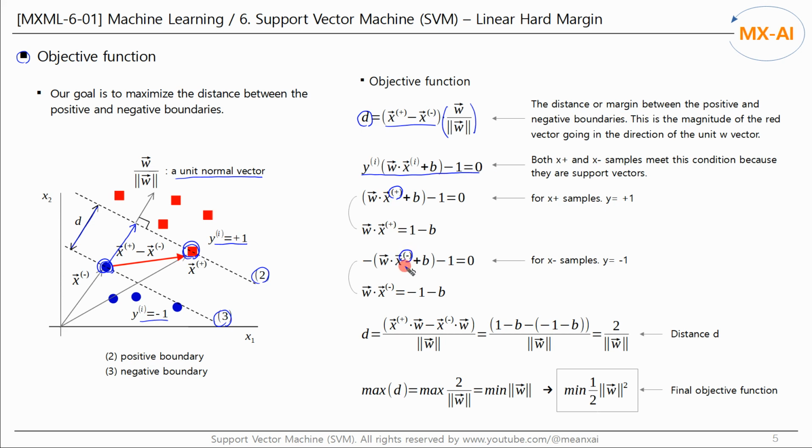In this formula, substitute 1 minus b for the x plus dot w, and minus 1 minus b for the x minus dot w. Then the distance d becomes like this. Maximize this distance. This is equivalent to minimizing the norm of vector w in the denominator. For mathematical convenience, we use 1/2 and the square, which becomes the objective function for the SVM.